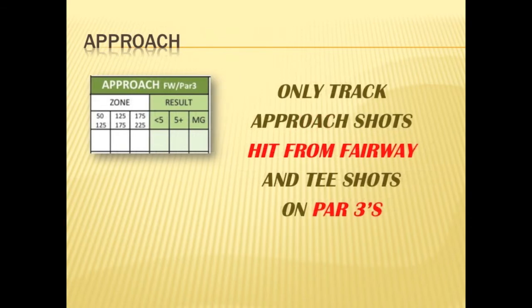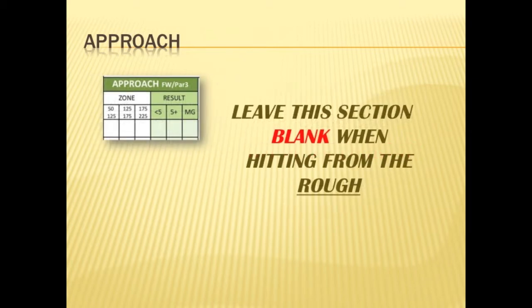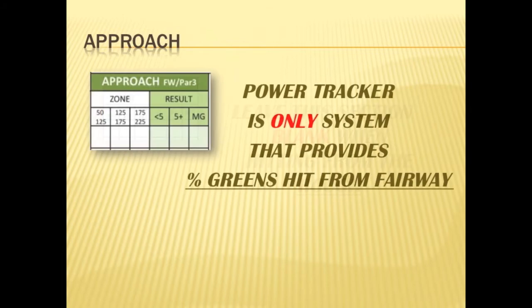Power Tracker doesn't track approach shots hit from poor lies, but only from the fairway or tee shots on par 3s. Leave this section blank when hitting from the rough. Power Tracker is the only system that provides percent greens hit from the fairway, which is a much better statistic to identify the strengths and weaknesses of your approach swing fundamentals.